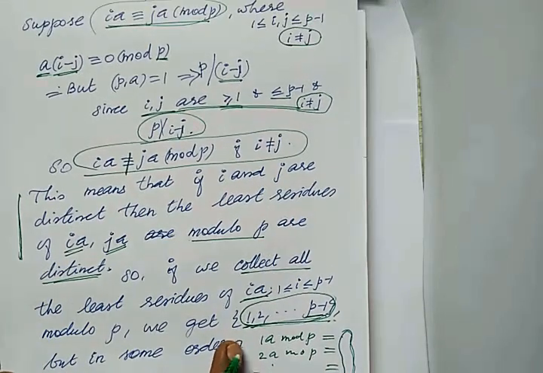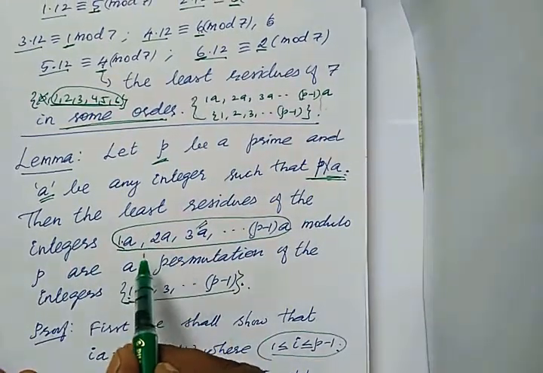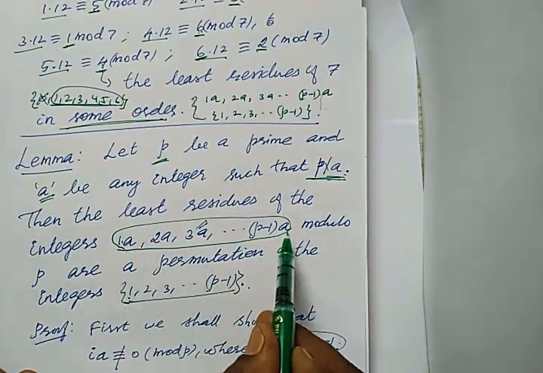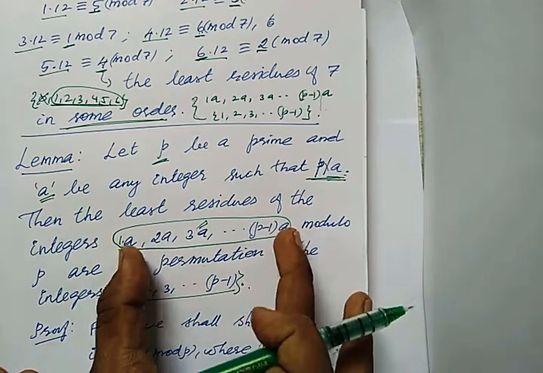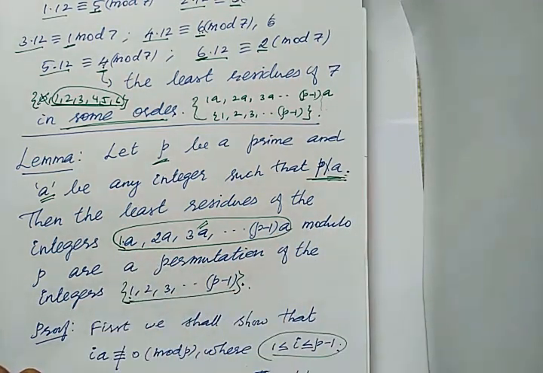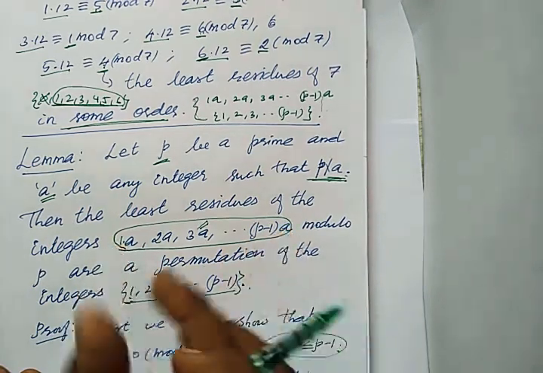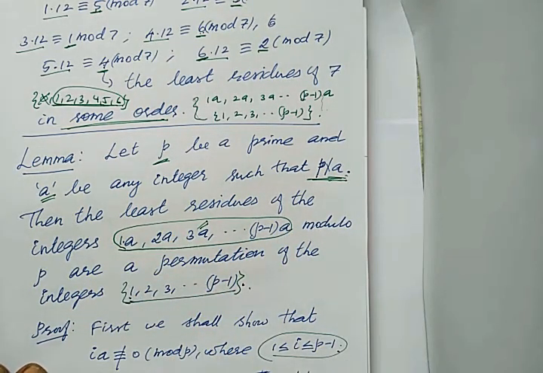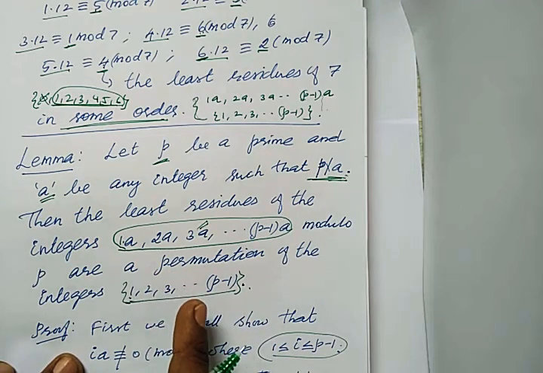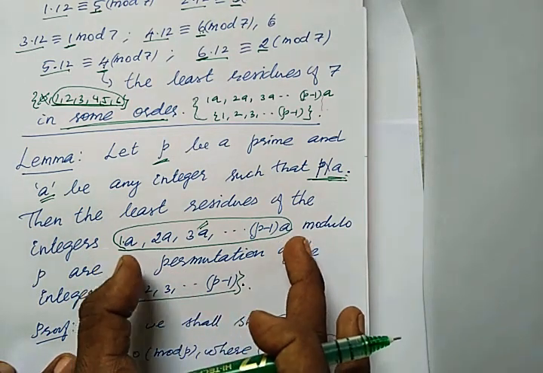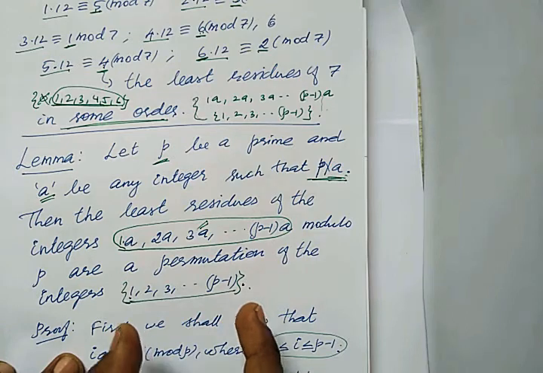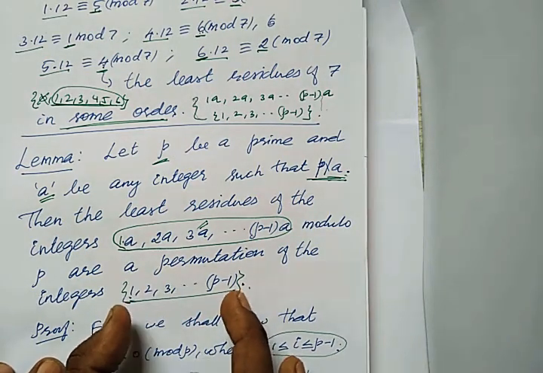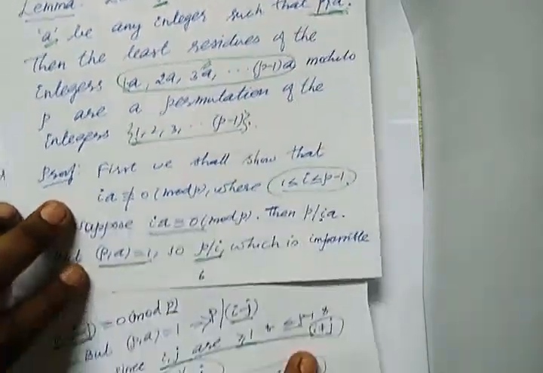What is the lemma? If you find the least residues for this set modulo P, we will get this set. If we find the least residue modulo P for these numbers, we will get the residues, and if we collect those residues, we will get this set. Okay, this set. And we have proved this lemma.